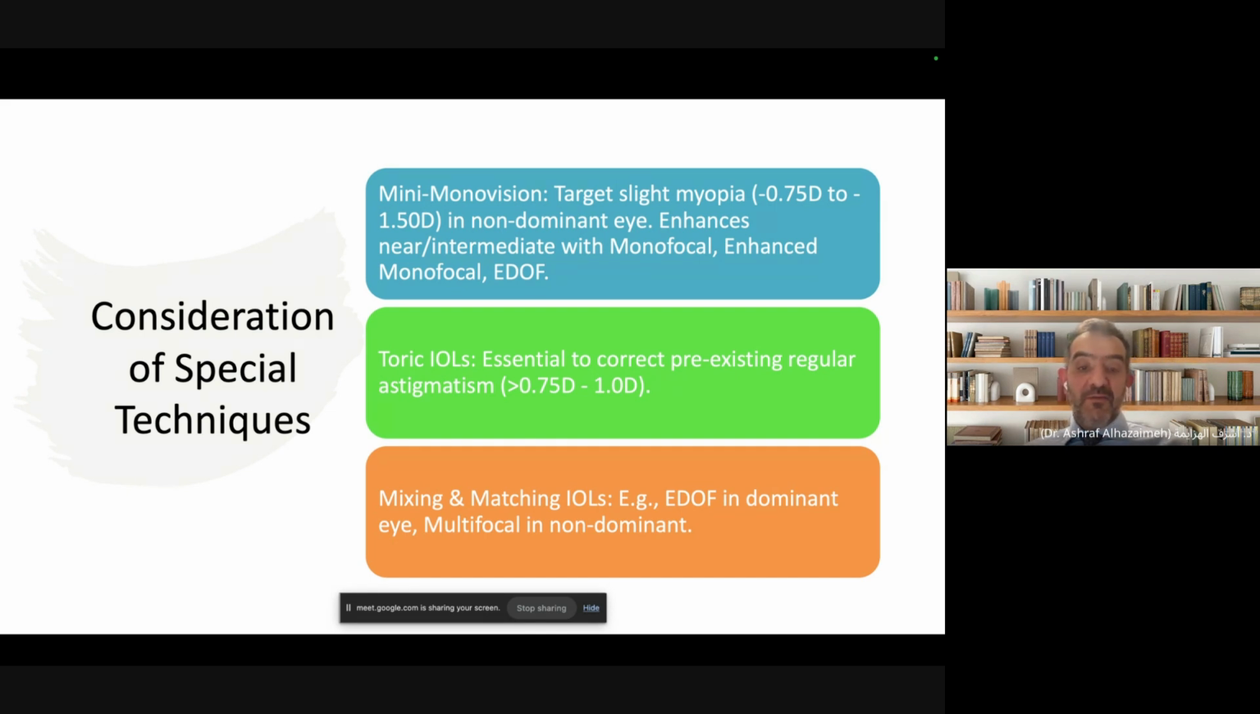And as we said before, you should target to correct the astigmatism by either limbal relaxing incision or using the toric EDOF.